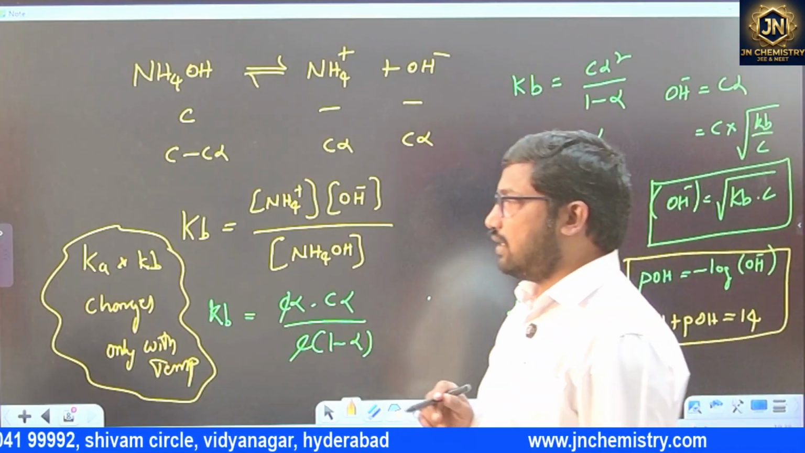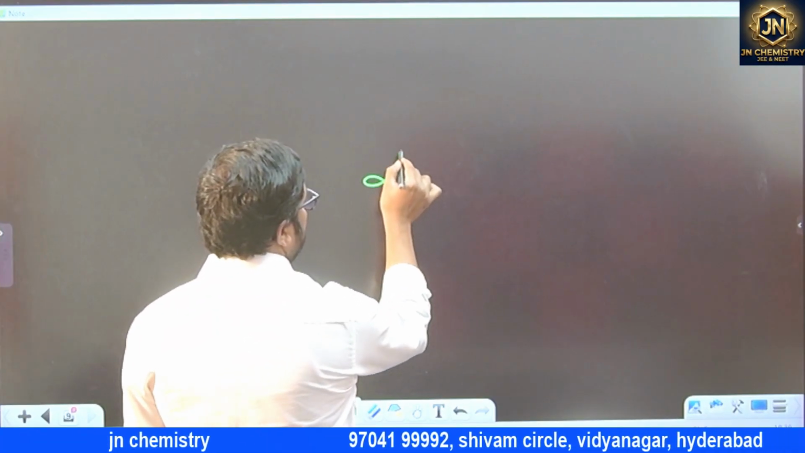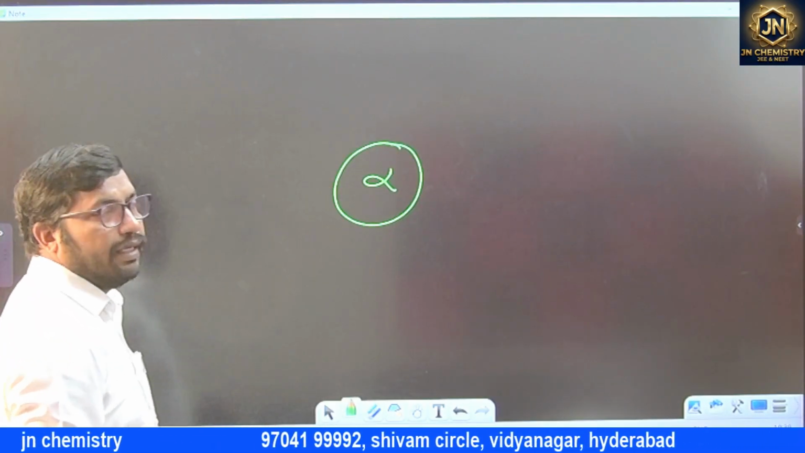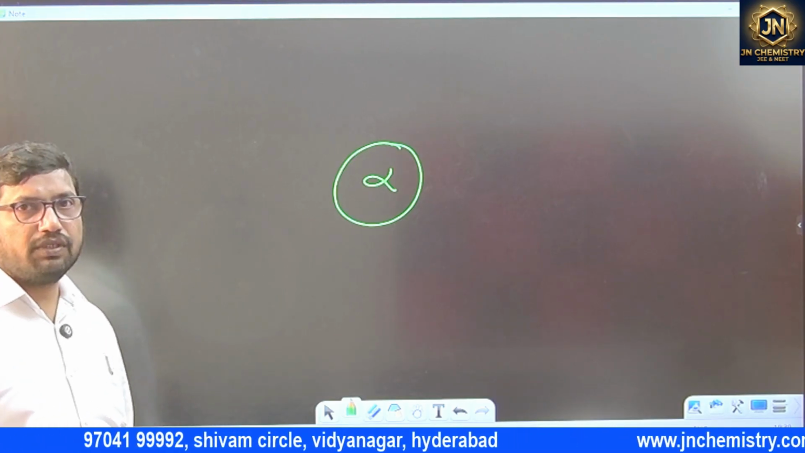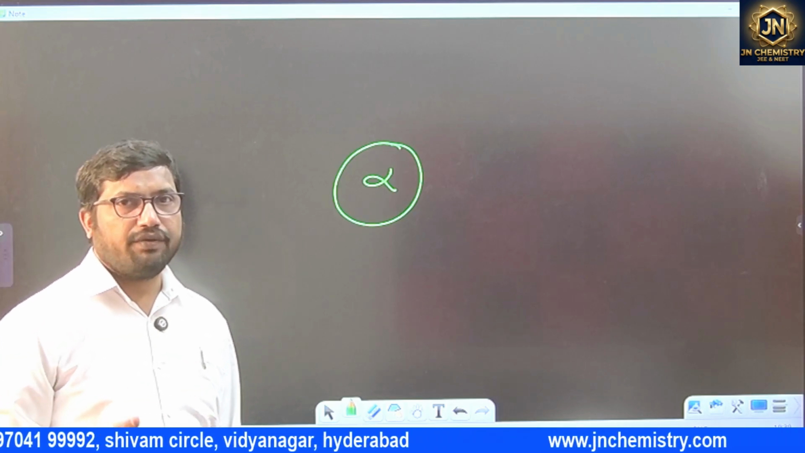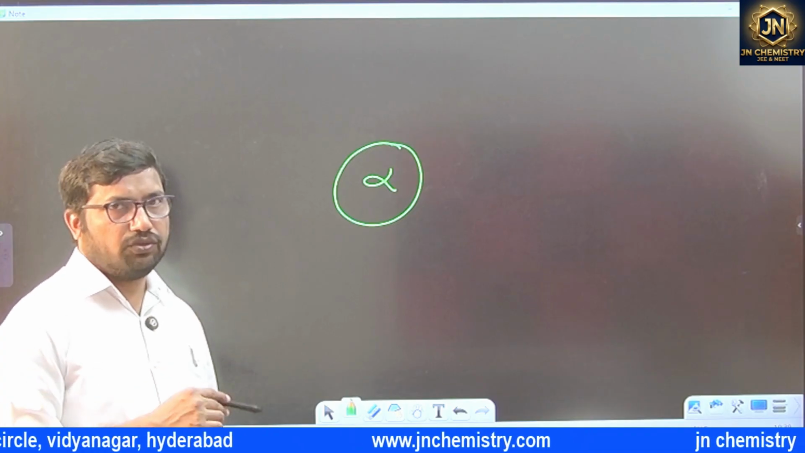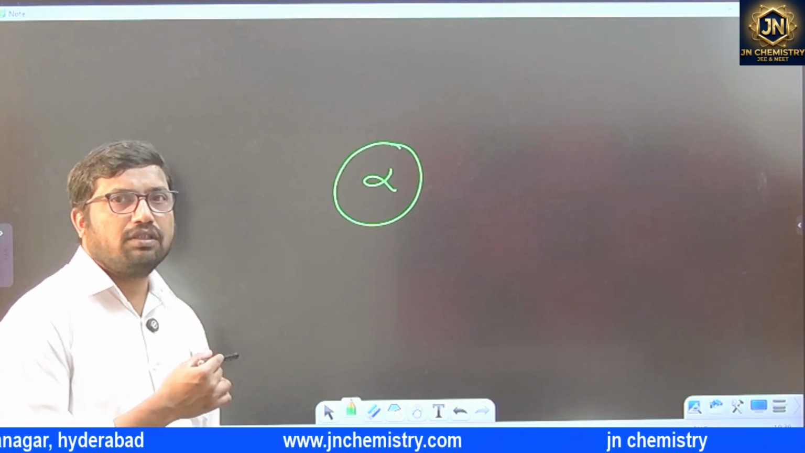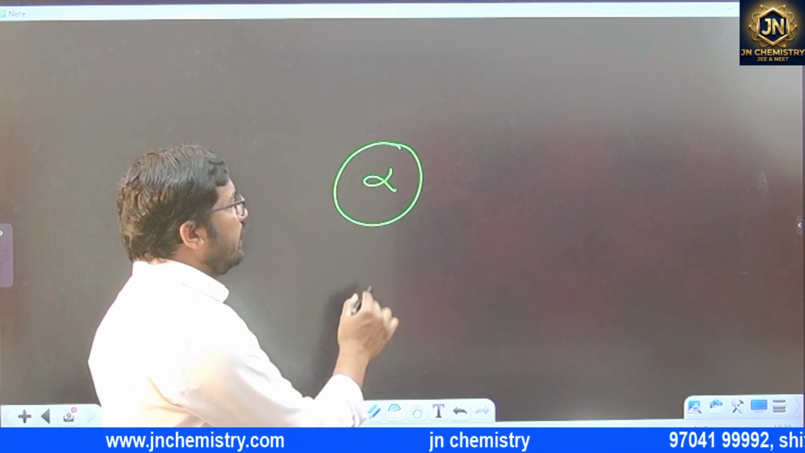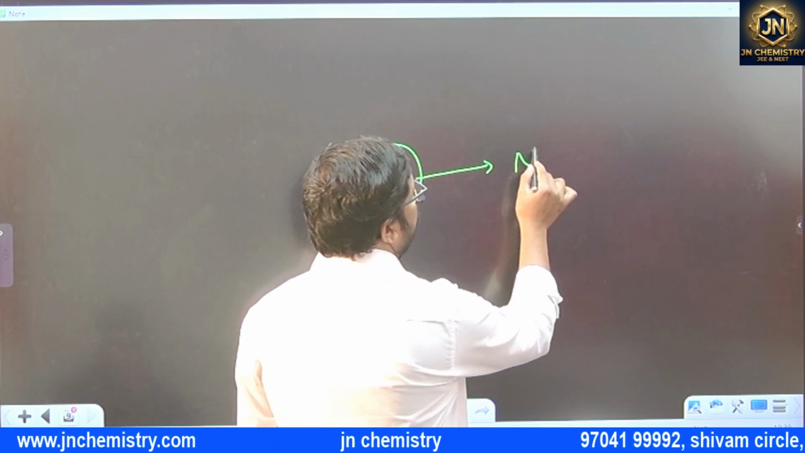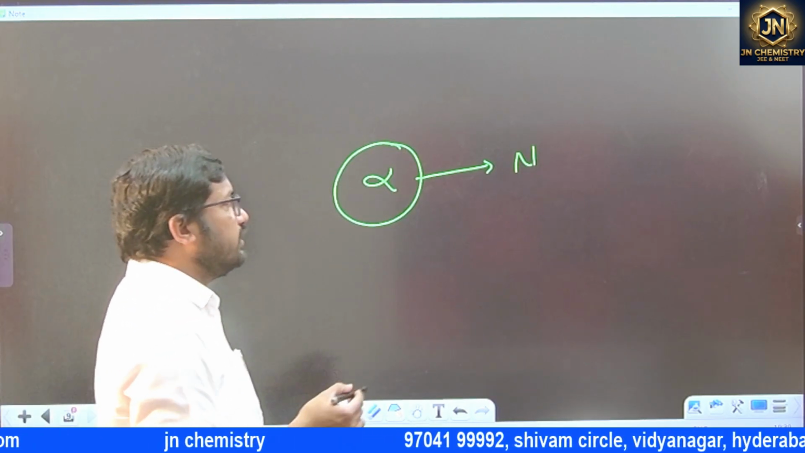Next, factors affecting alpha, the degree of dissociation or degree of ionization. If alpha is equal to 1, it means 100% dissociation takes place. Alpha lies between 0 and 1: 0 means no dissociation, and 1 means 100% dissociation takes place. So the first factor affecting alpha is the nature of solute.